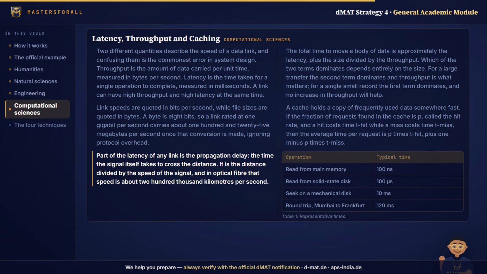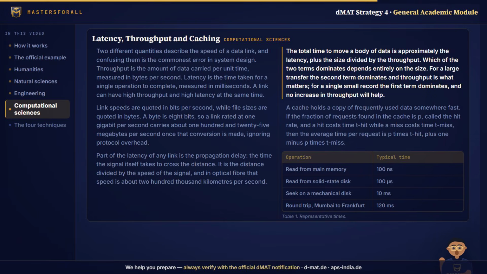Paragraph 3 plants a constant exactly like the submarine. In optical fiber, the signal travels at about 200,000 kilometers per second, and propagation delay is distance over that speed. Paragraph 4 decides 3 of the 5. The total time is roughly the latency plus the size divided by the throughput, and which term dominates depends entirely on the size. Big transfer, the second term wins and throughput matters. One small record, the first term wins and no amount of extra throughput will help you at all.